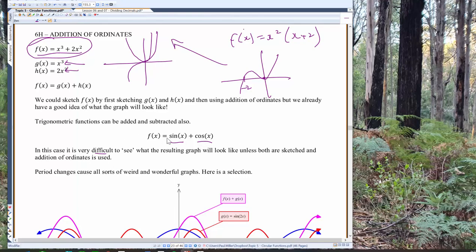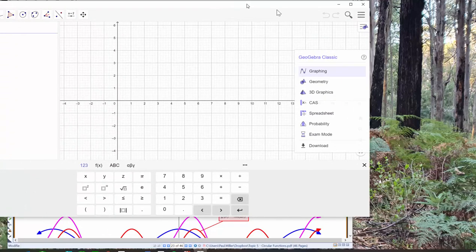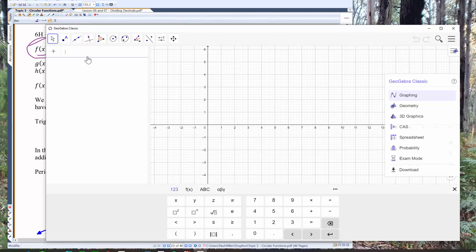So what we do is we sketch each one individually and then just add the y values, or add the ordinates together, and we get a result. And what I'm going to do first of all is show you some of the weird and wonderful graphs that can be created.